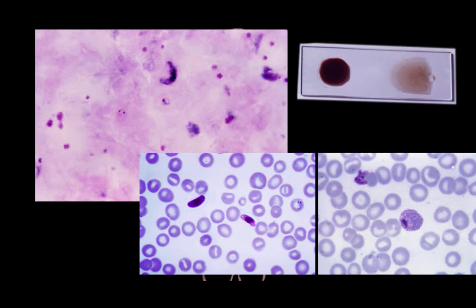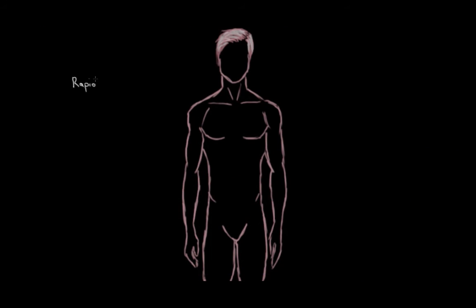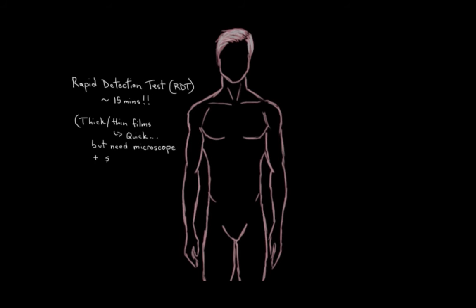All right, one last test we'll talk about. This one's called a rapid detection test, or an RDT. And this will give us our results in only about 15 minutes. And you don't really need any training to do it. Whereas our thick and thin films, although theoretically they could be done really quickly, well, first of all, you need a microscope. And second, you need someone with a really skilled eye to actually look at the blood films. And these might not always be available.